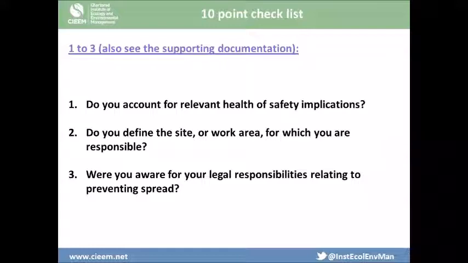There are still quite a lot of votes coming in, so I'm going to give it another 10 seconds. Okay, I'm just going to finish the polling now, and it's looking like the majority of people are confidently answering yes. So I'm going to share those results with you. We've got 96% responding yes to the first one, 96% to the second, and 92% to the third.